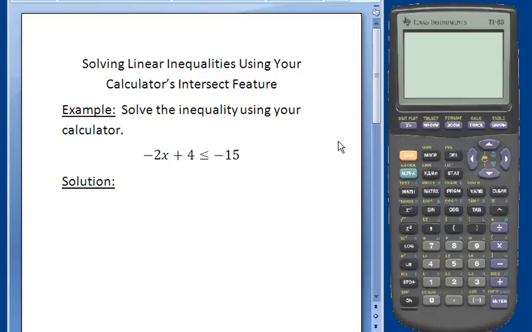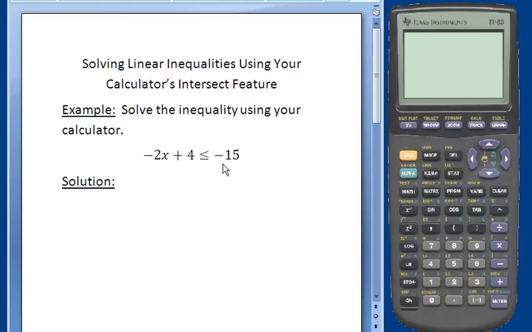Solving linear inequalities using your calculator's intersect feature. So for example, solve the inequality using your calculator: negative 2x plus 4 is less than or equal to negative 15. Now, if one side of this, like the negative 15, was a 0, then I could use the zero feature. But because I don't have 0 on one side, I'm going to use the intersect feature instead.